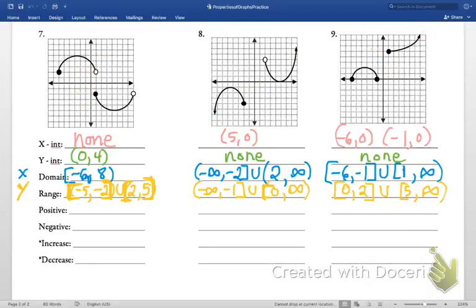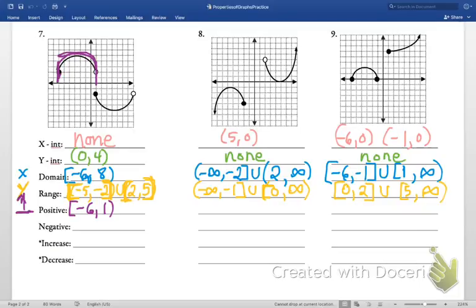Alright, now for positive. Positive is above the x-axis. So anything that's above the x-axis, we color it. I got one little horseshoe above the x-axis, and that horseshoe starts at -6 and goes to +1. The -6 has a solid dot, but the +1 has an open dot.